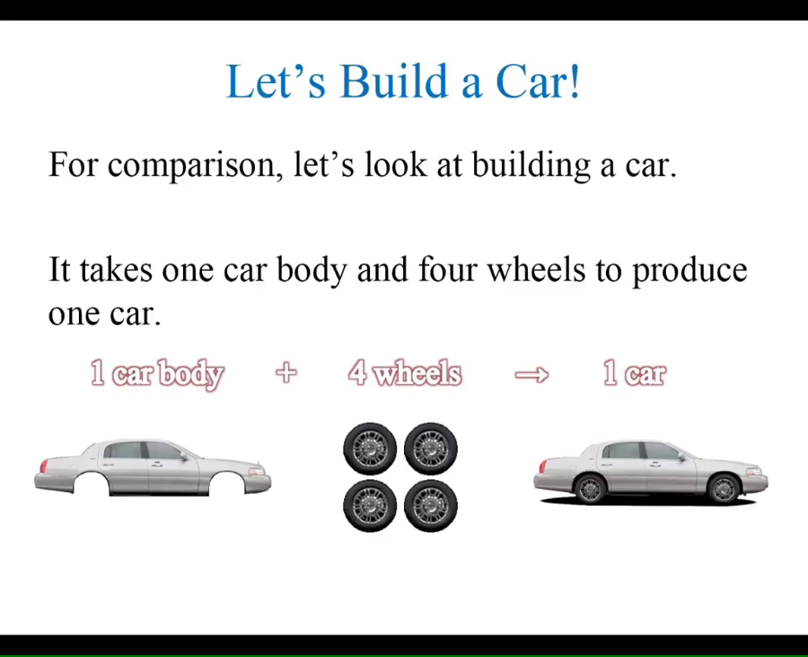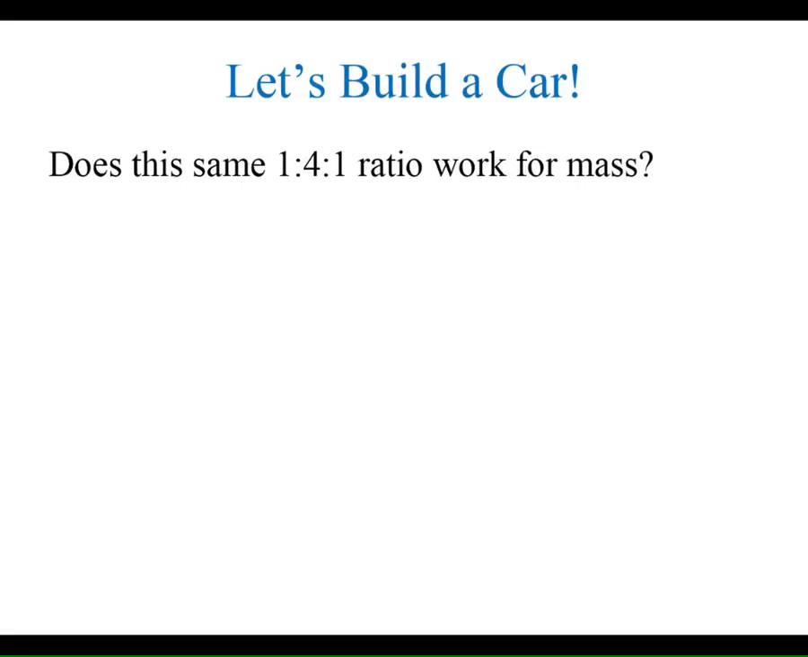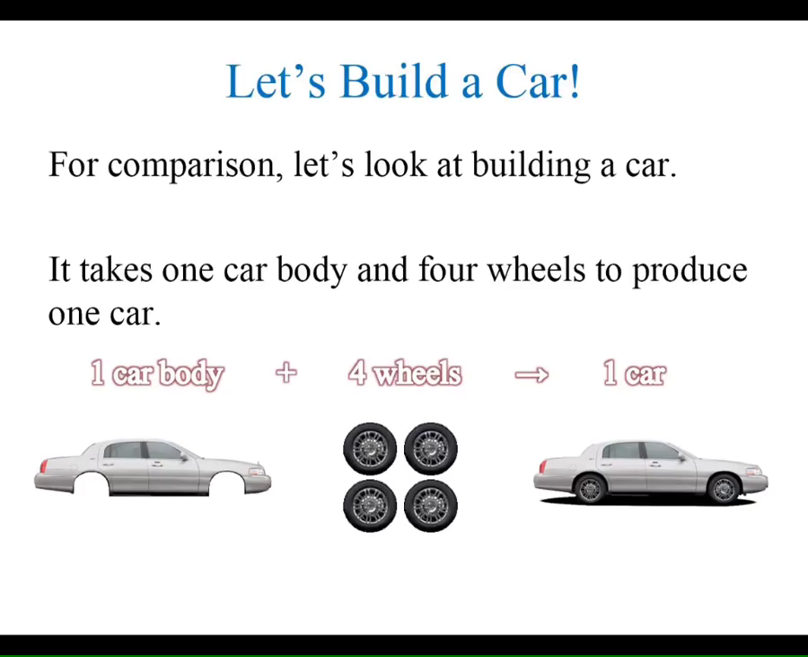So let's say you go to the car factory, and the question is, does that work for mass? Could I have a ratio of 1 pound of car body to 4 pounds of wheels to get 1 pound of car at the end? Of course not. It doesn't work for mass, it only works for pieces, which is why we're using molecules and moles.